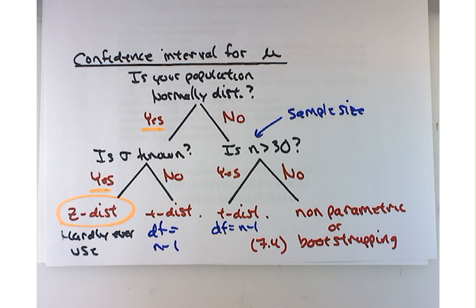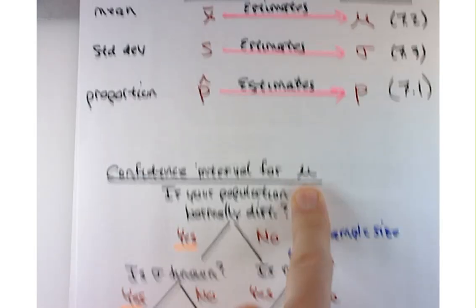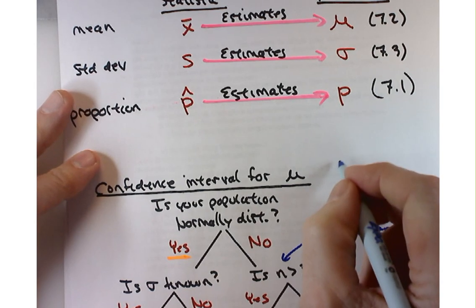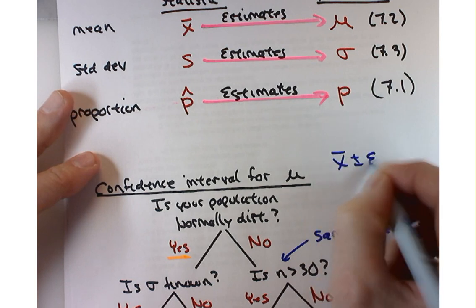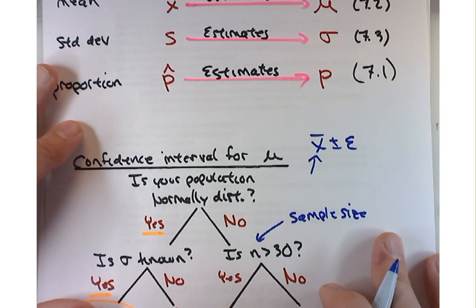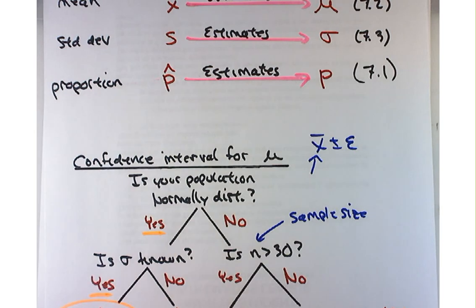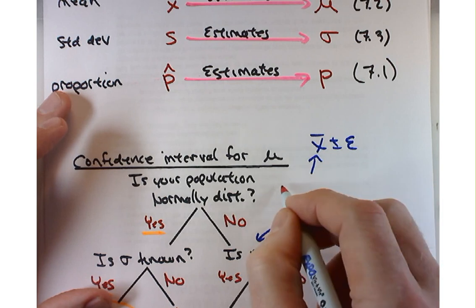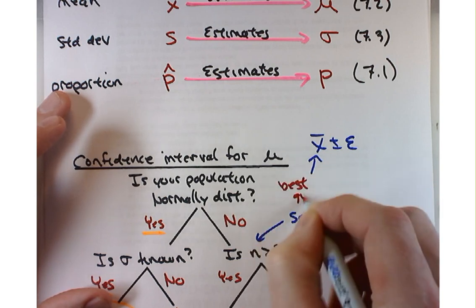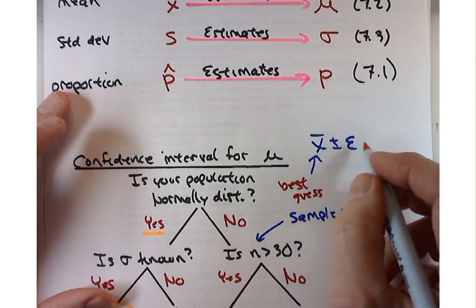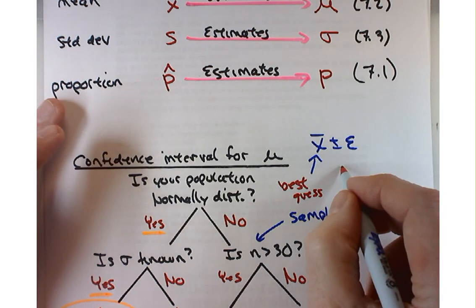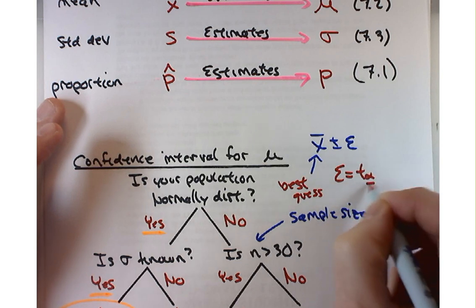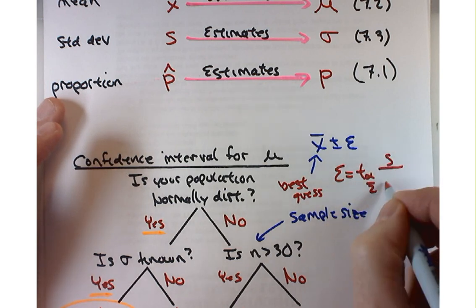Now, our confidence interval for a population mean is going to look like this. It's going to look like x bar plus or minus e. X bar, that's your point estimate. That's our best guess as to what the true mean is. But we know it's not going to be exactly right. So we surround it by a confidence interval. That plus or minus e term looks like this: E equals t sub alpha over 2 times s over the square root of n.